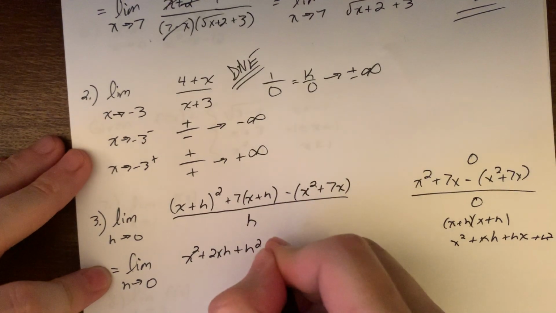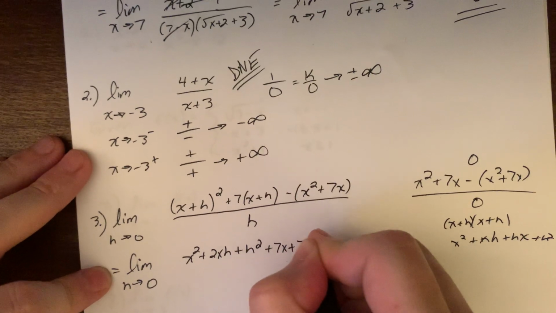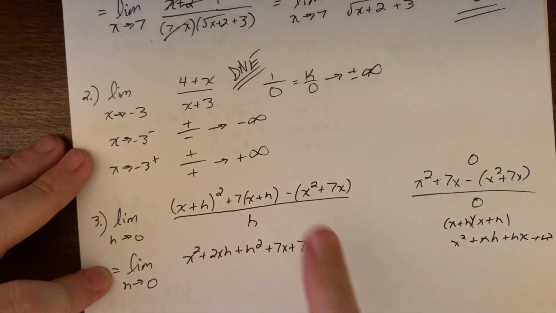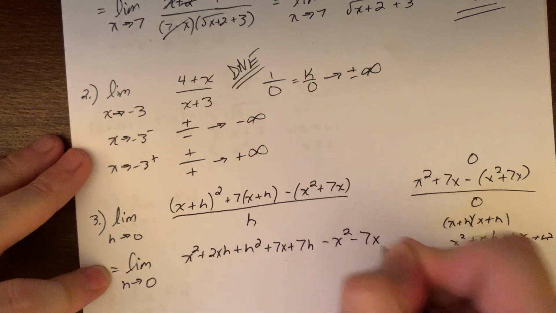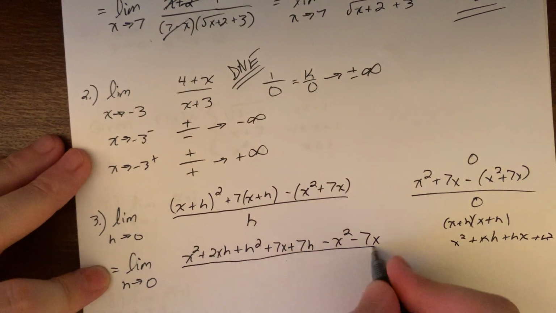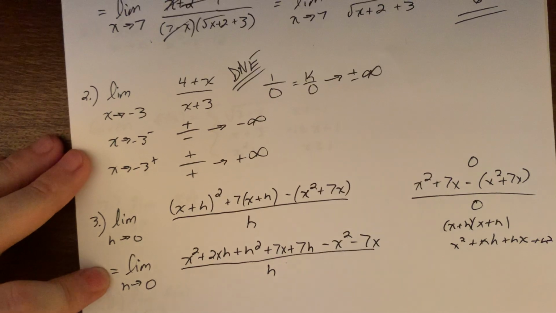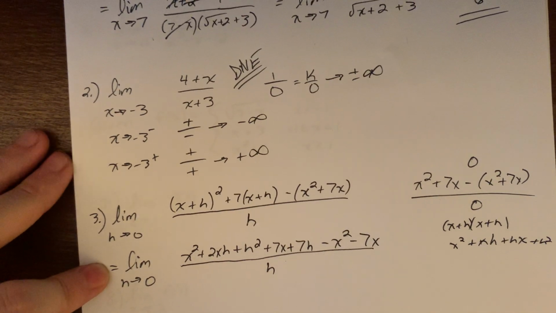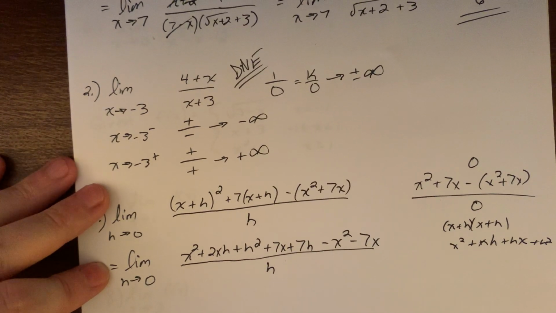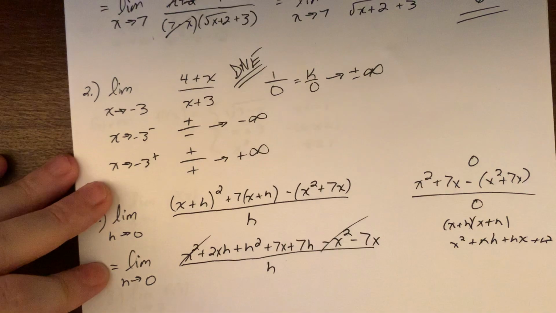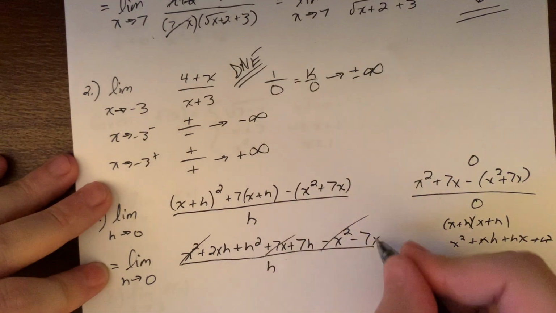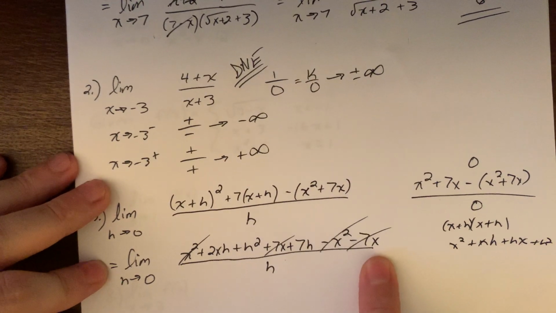Here, distribute the 7: plus 7x plus 7h. Here, distribute the negative sign: minus x squared minus 7x. And now we just started, but now notice what happens from here. Now that we've expanded this, things start to clean up nicely, right? Positive x squared, negative x squared cancel. Positive 7x, minus 7x cancel.